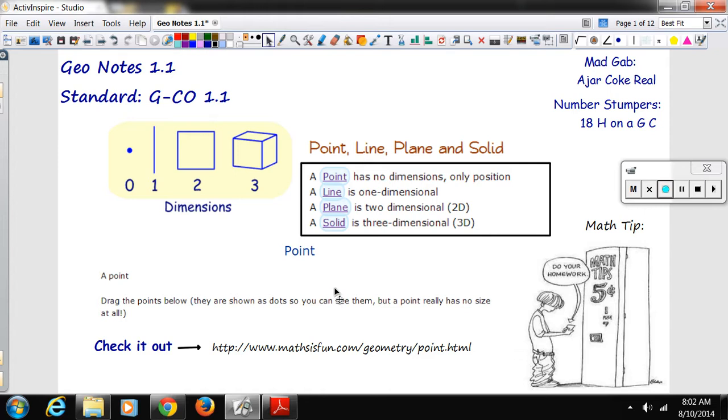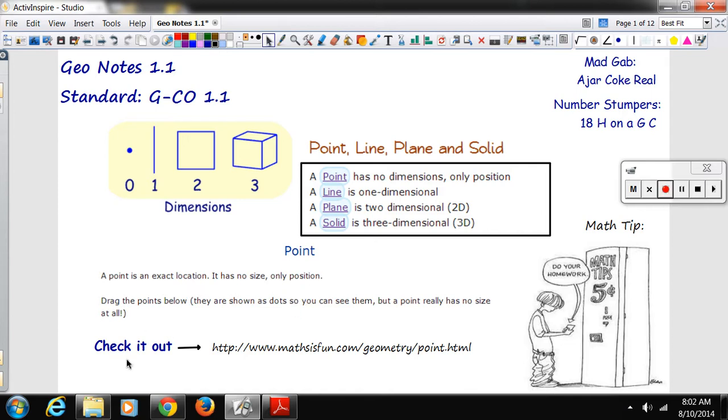Now you can pause the video anytime to catch up. I move kind of fast through these, so I don't want to make the video too long to upload, but you can always pause it and fill in any of the blanks. A point is an exact location. It has no size. It's only a position.